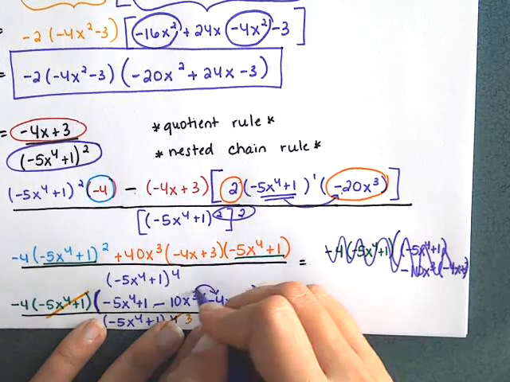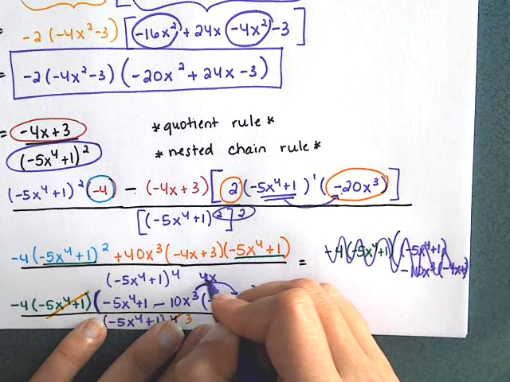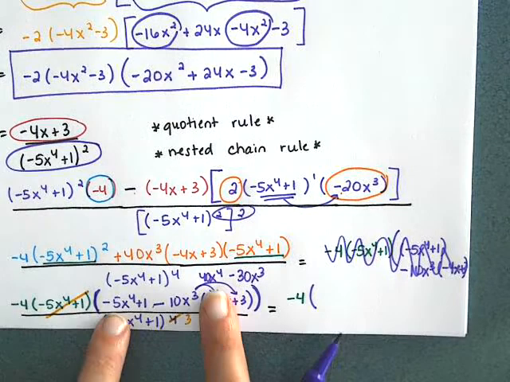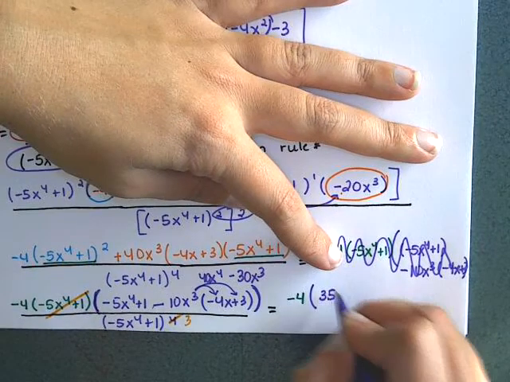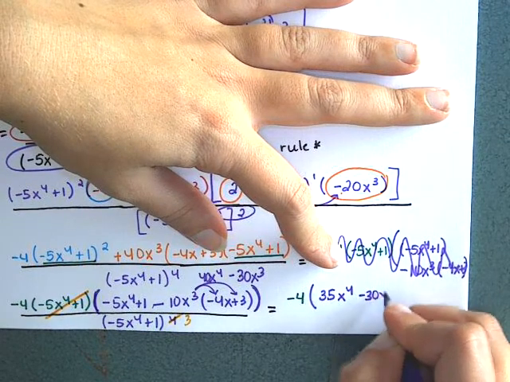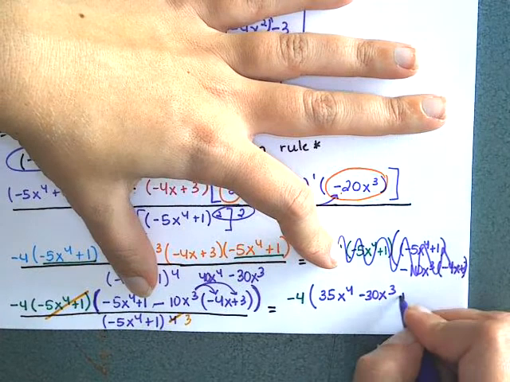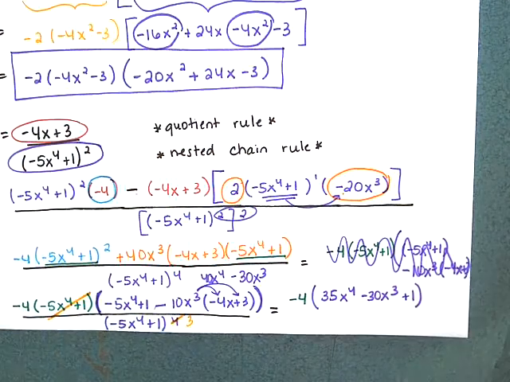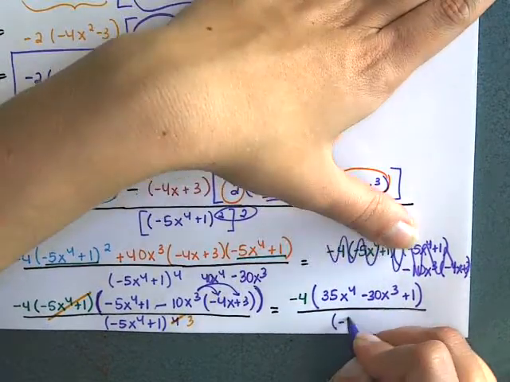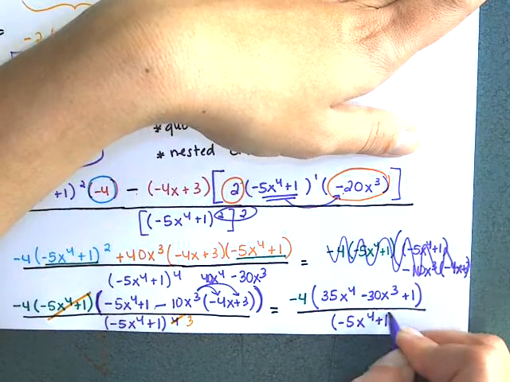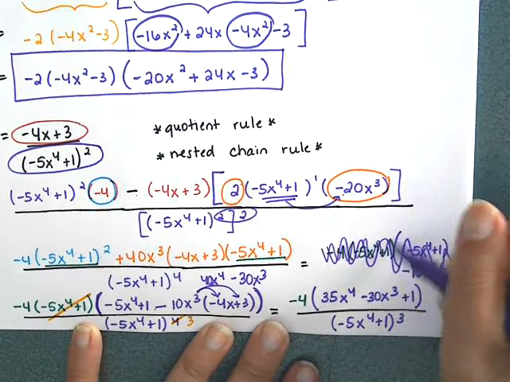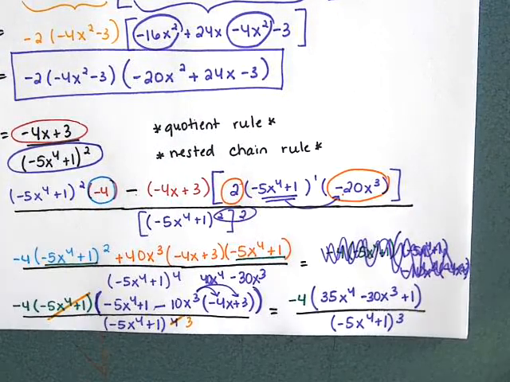I'm going to distribute here mentally, and I get 40x to the fourth minus 30x to the third. Negative 5 plus 40 would be 35x to the fourth minus 30x to the third. And then don't forget about this plus 1. All over, now remember we canceled one copy on the bottom. So we have negative 5x to the fourth plus 1 to the third power. There we go. Rather than trying to squish it in over here, just show all of that work.